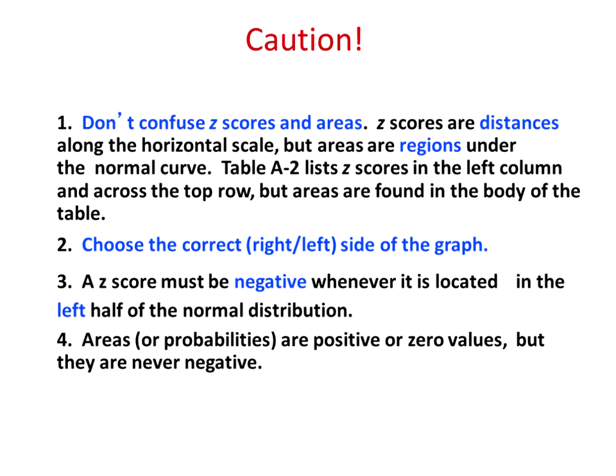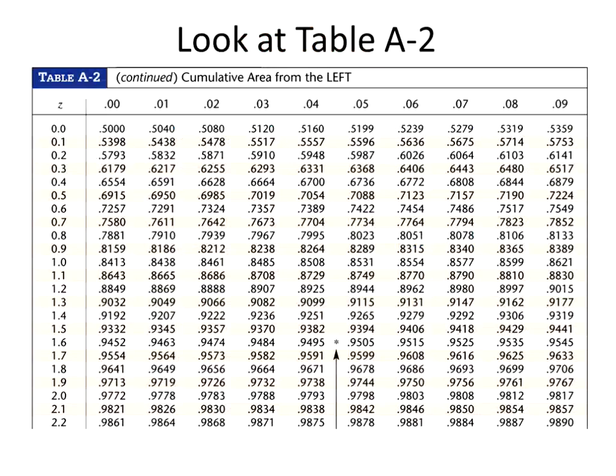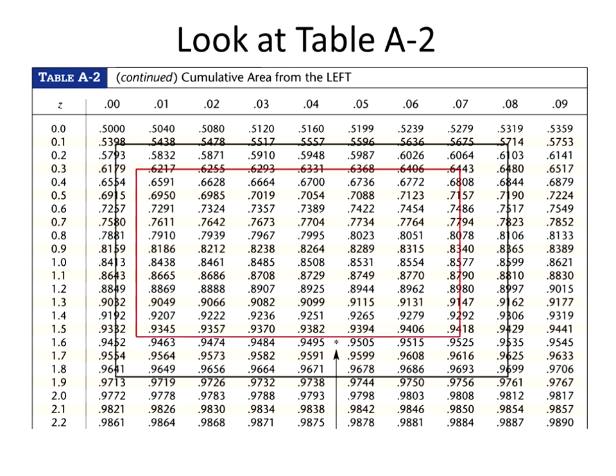When you look at the table, the body of the table, that's where your areas are. And the leftmost column, that was your z-score. So don't confuse the two. Just remember what we did last time. Okay, and again, when I talk about the body, I'm talking about this part of the table. Right, the middle, that's your body. That part of the table is your body.